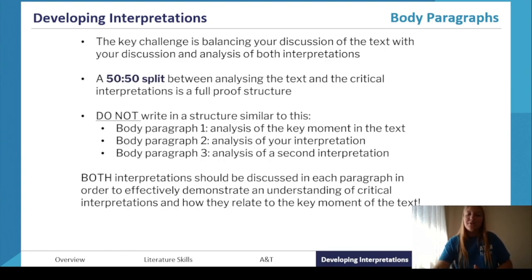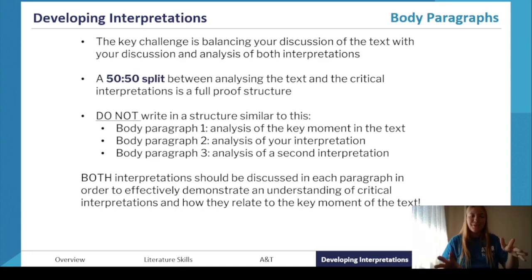With body paragraphs, the biggest challenge is pretty much just balancing your discussion of the text with your discussion and analysis of both interpretations, because you are expected to do that. So you have to aim for about a 50-50 split between analyzing the text and the critical interpretations. And this is going to be a foolproof structure. And if you follow this, you might end up with 60-40 or 40-60, and that's okay, because for the most part, it's equally discussed.